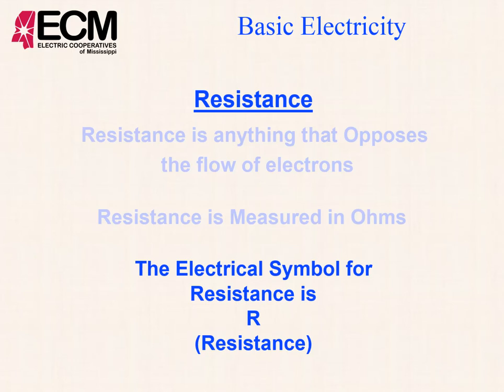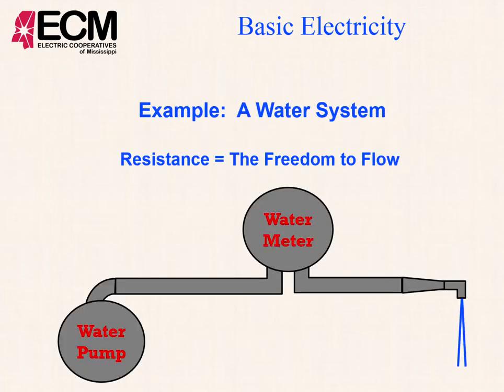So what's the example of that in the water system? Well, basically you'll see here that we have the water pump that's creating the pressure. We have the conductor, the pipe, that's allowing it to go. We have the water meter that's measuring the flow of electricity. And the resistance would be, see here on the end, that you have a smaller pipe. You definitely have less room for it to go.